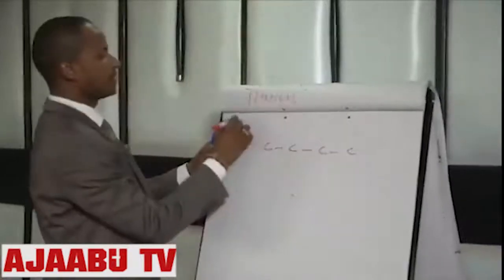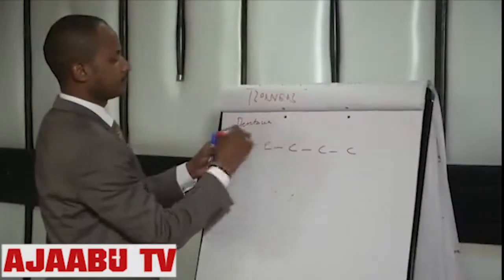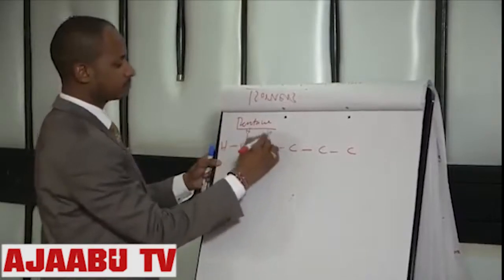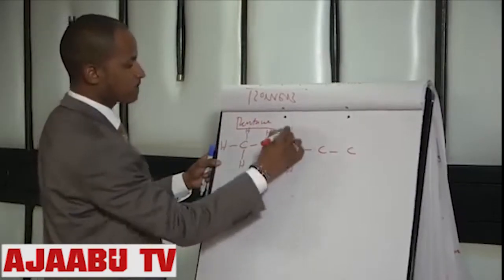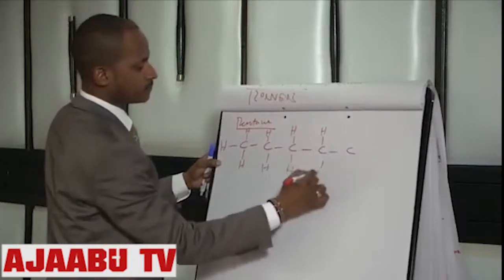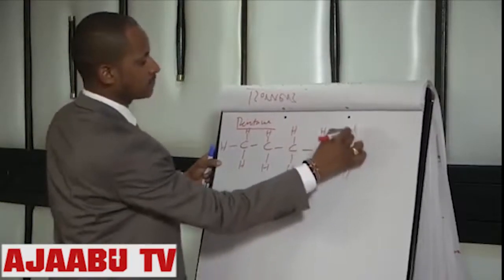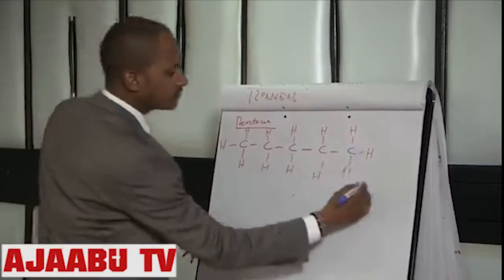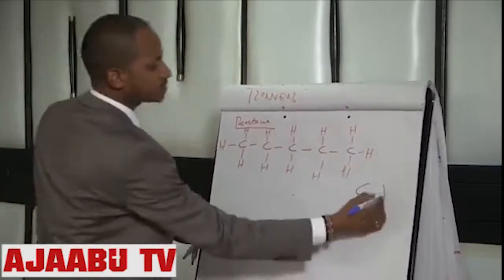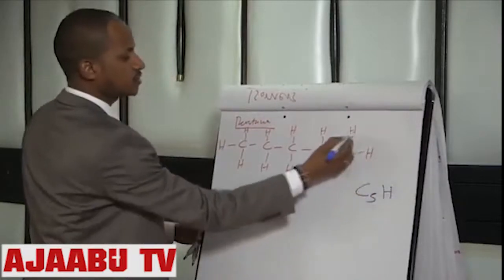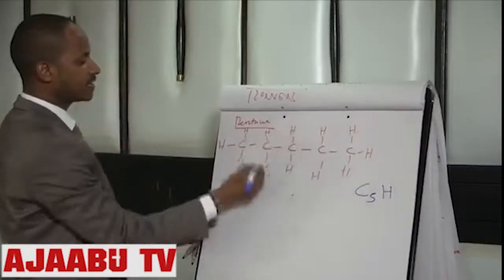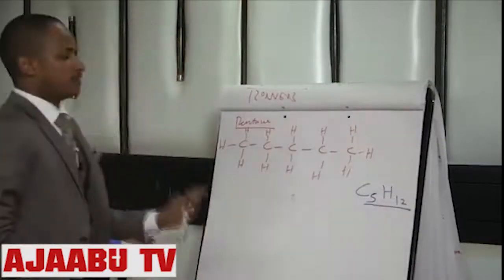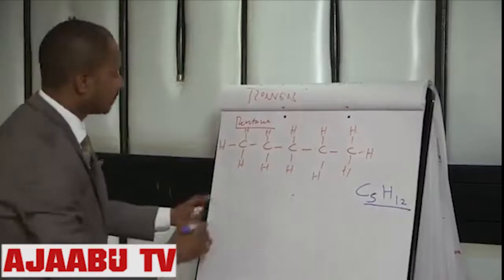Another example, if you want to do for pentane, this is the structure for pentane. So pentane here has 1, 2, 3, 4, 5, C are 5, and hydrogens are how many? Hydrogen atoms, 1, 2, 3, 4, 5, 6, 7, 8, 9, 10, 11, 12. We want to get isomers of pentane.